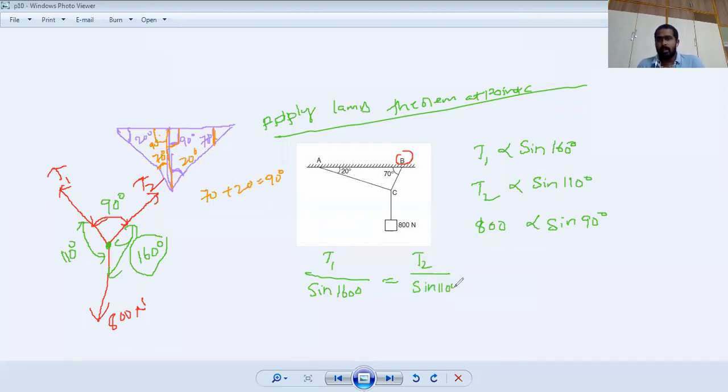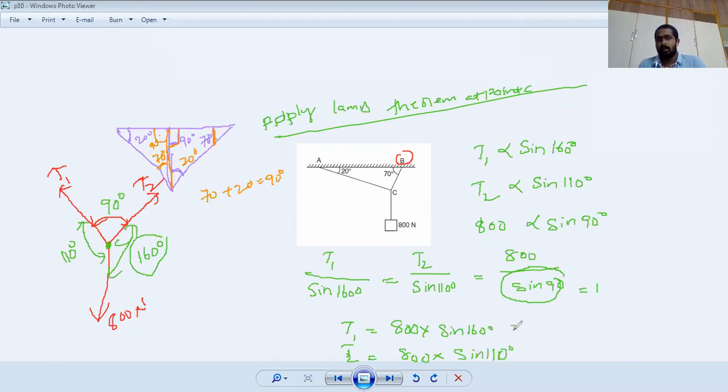sine 110 degrees, equal to 800 divided by sine 90. So what is the value of sine 90? 1, sir. So please equate: T1 is equal to 800 into sine 160. Next, T2 is equal to how much? 800 into sine 110 degrees.